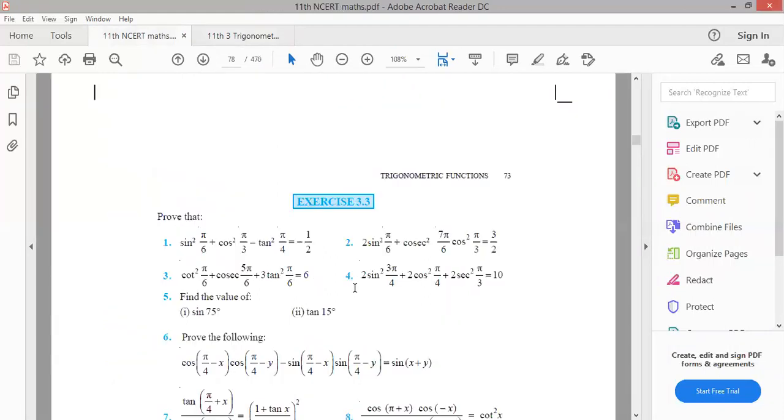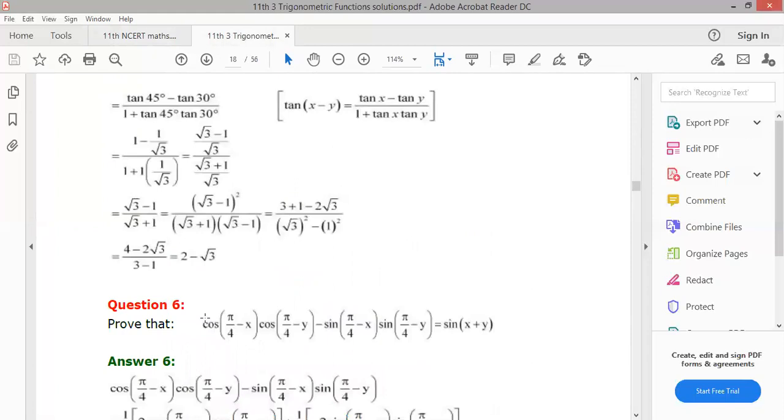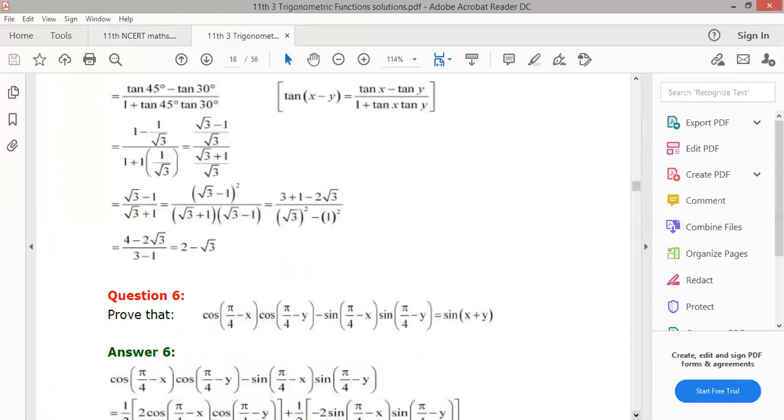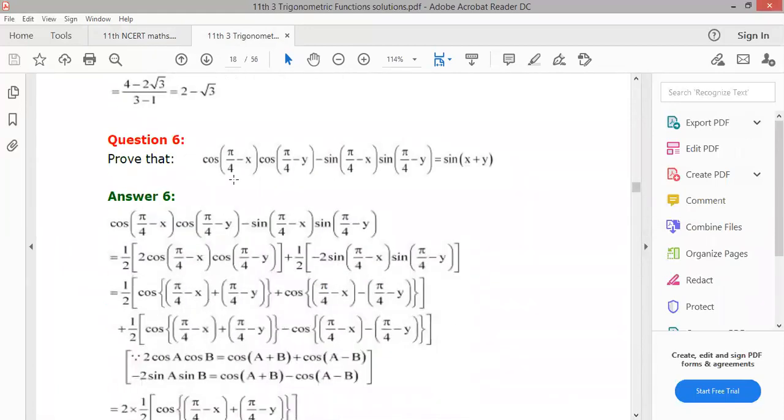Next is question number 6. You see from the book, question number 6 is prove that this is equal to sine of x plus y. So how can we write this? There are two methods you can solve this. The first method I have written here: cos of pi by 4 minus x, cos of pi by 4 minus y, minus sine of pi by 4 minus x, sine of pi by 4 minus y. You have to prove this is equal to sine of x plus y.